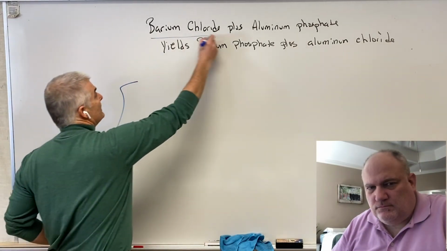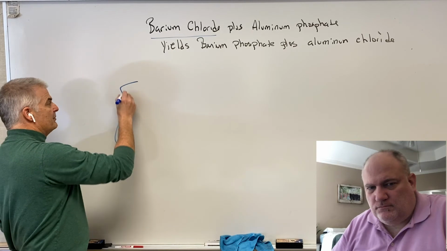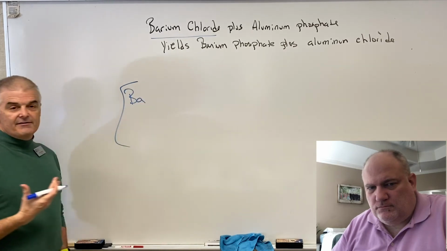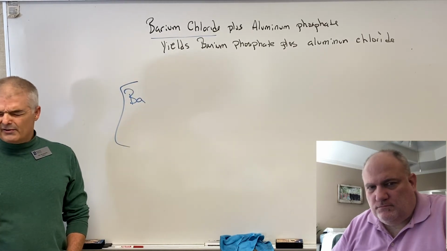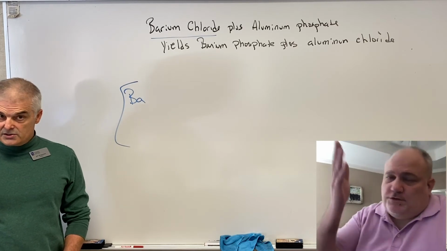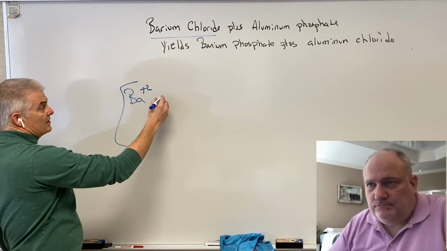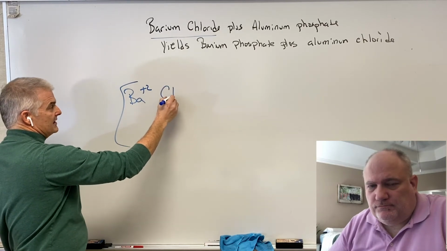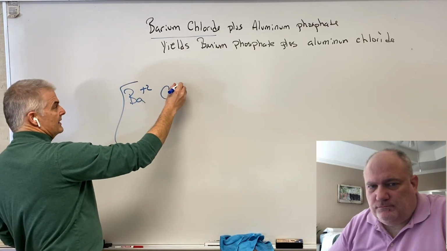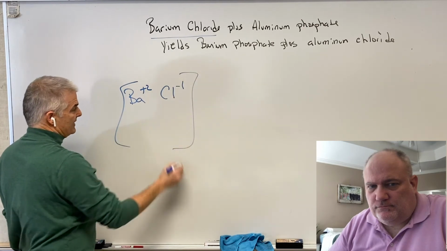We have barium and chloride. So I'm going to write the symbol for barium, Ba, and I need to find the charge of the barium. Now we find barium in column number 2. So its charge is +2. And then we're going to write chloride, and that's going to be Cl, last column, -1. All right, put brackets around this.